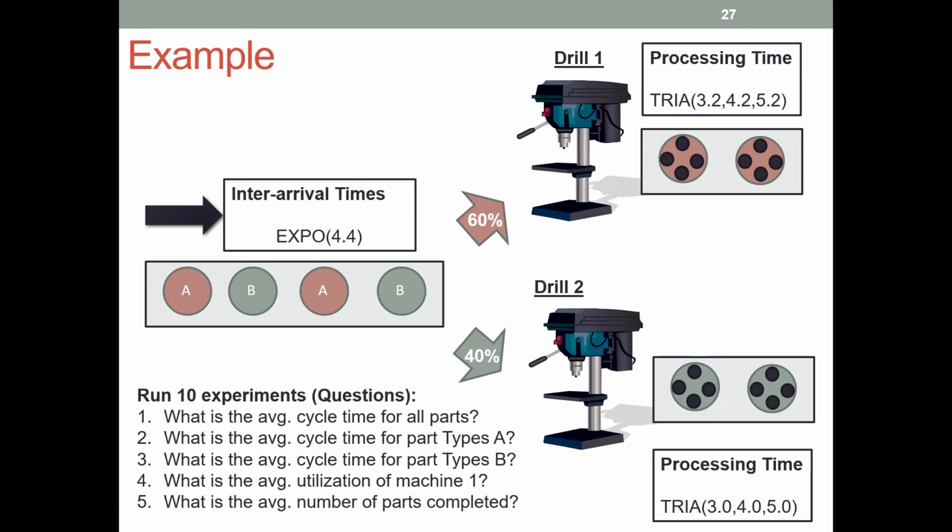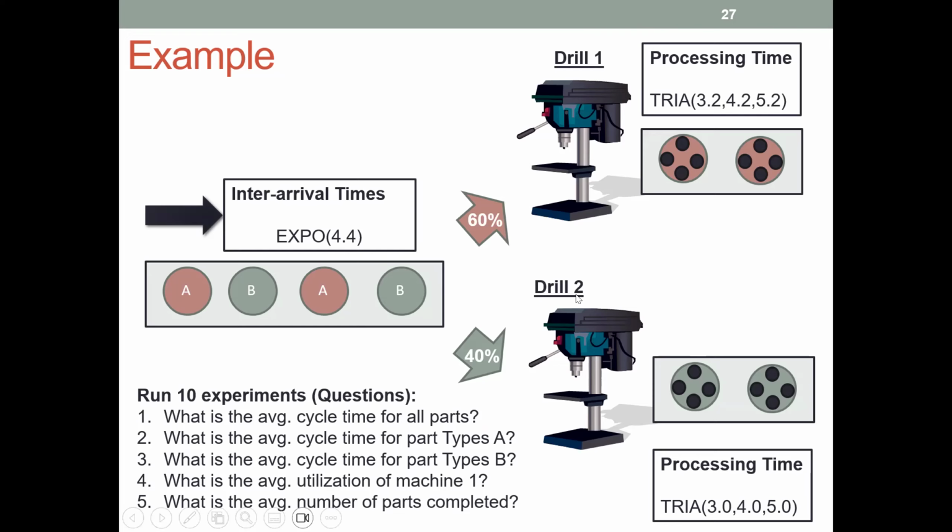And for that, we're going to compute these 5 statistics: the average cycle time for all parts, and this is the average across replications for all experiments, the average cycle time for part type A, the average cycle time for part type B, the average utilization of machine 1, and the average number of parts completed. Okay, so I guess we're going to spend most of the time here. This is going to be, I think, simple because it's very similar to what we did last time, but building that report is going to take us some time.